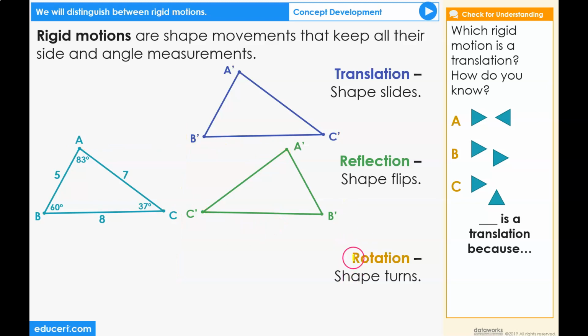The third rigid motion is a rotation, and in this motion, the shape will turn. So triangle ABC going through a rotation motion will look like this. And we have a new A prime, B prime, and C prime. All of these shapes are congruent to the original triangle ABC because all rigid motions keep all of their side and angle measurements. The shape is just in a new location.